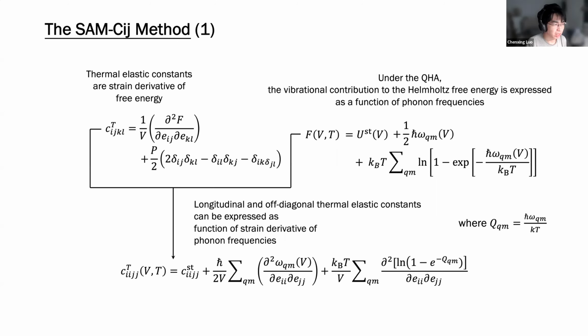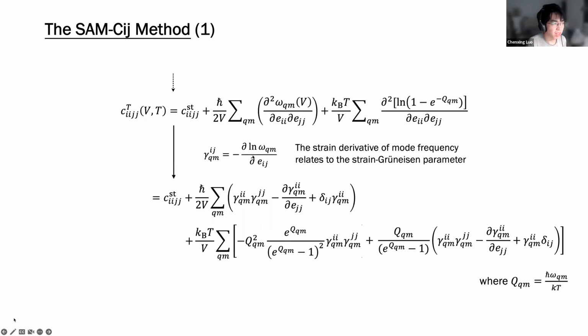So how we do that is we use the strain coordination method. We use the strain coordination parameter, which is this gamma QMIJ. This is the mode strain coordination parameter, which is the derivative of the ln frequency. So what this semi-analytical method does is to approximate everything with the products of the strain coordination parameters and strain derivatives of this.